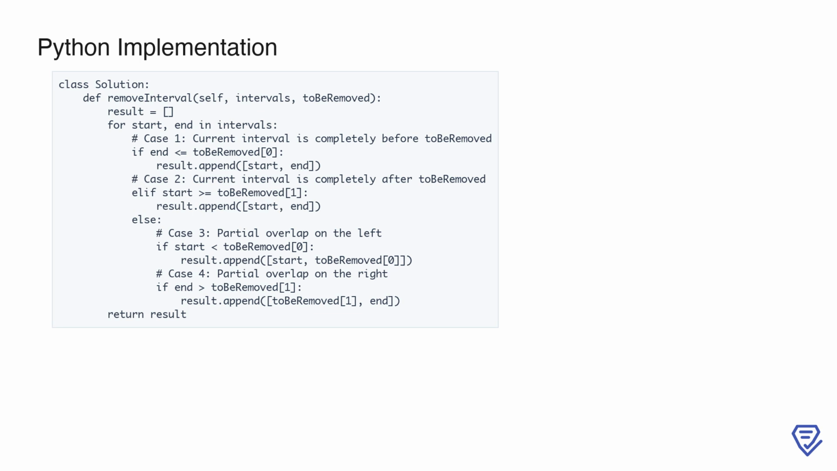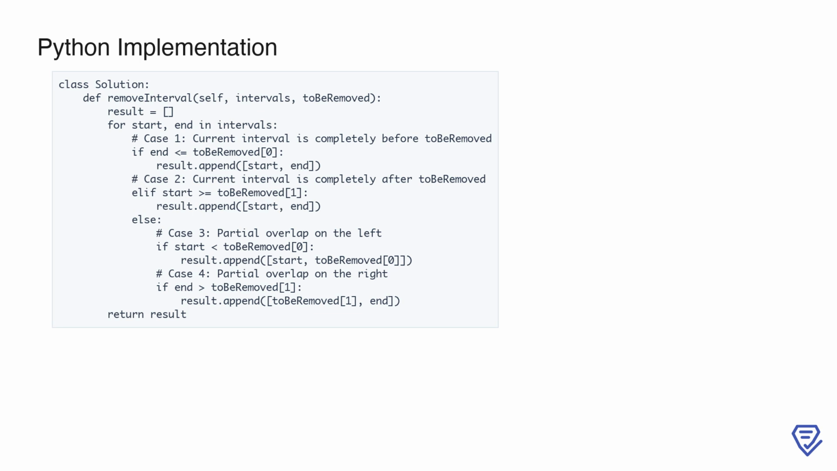1. Initialization. We start with an empty list result, which will store the updated intervals. 2. Iterating through intervals. The for loop processes each interval, start, end, in intervals. 3. Case 1, no overlap, before. If the end of the current interval is less than or equal to the start of to be removed, the interval is completely before to be removed, so we directly add it to result.